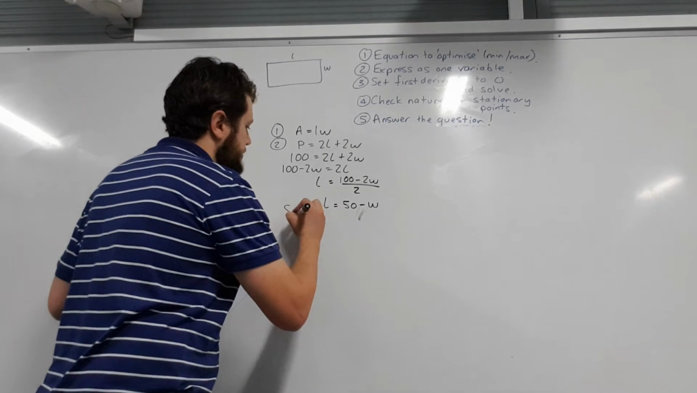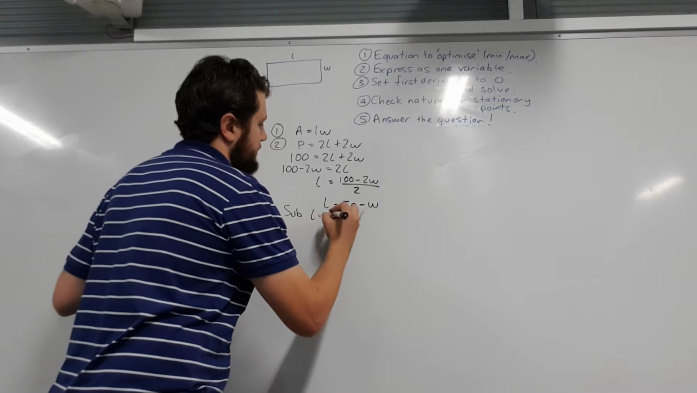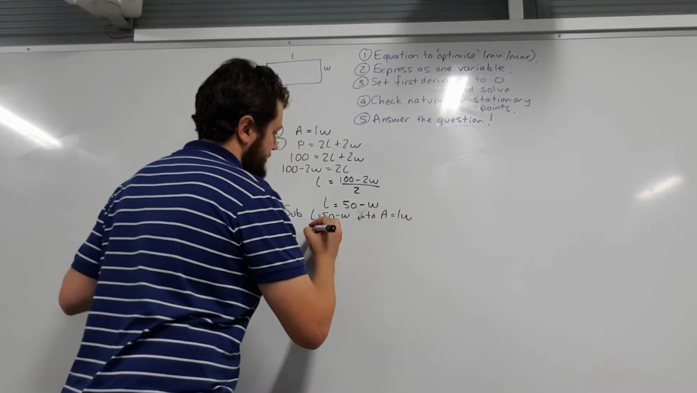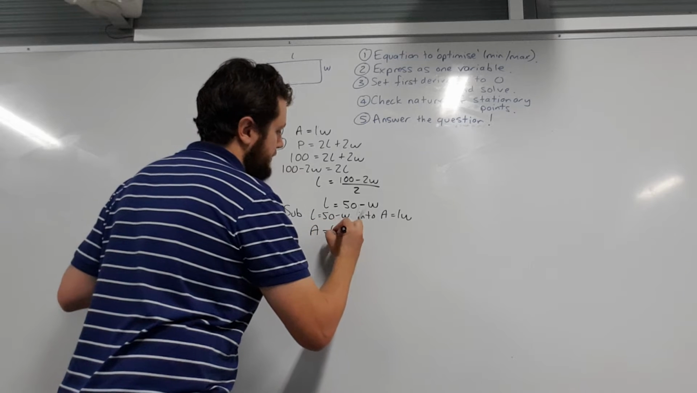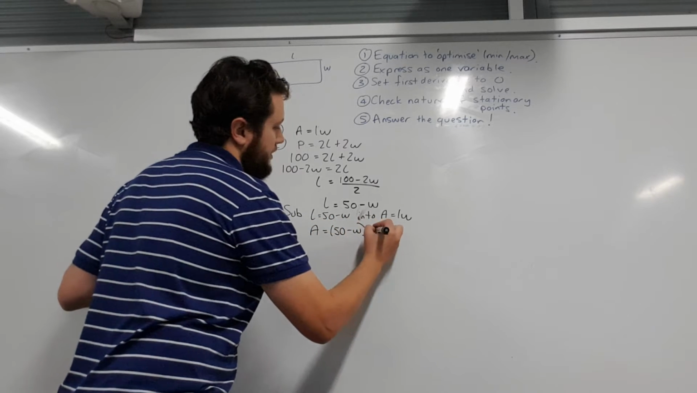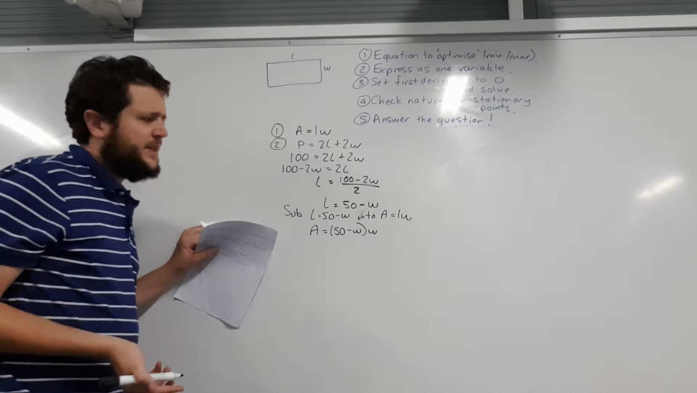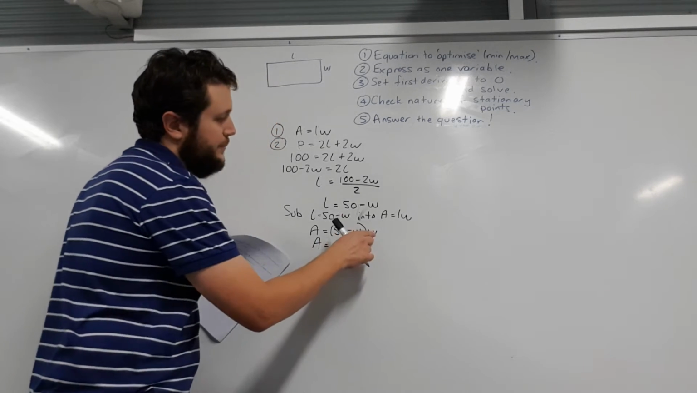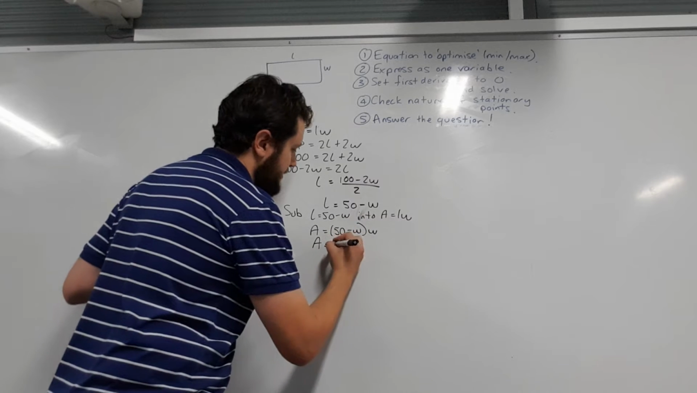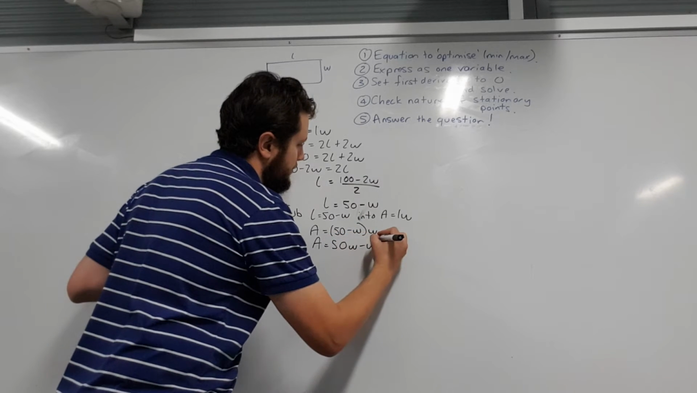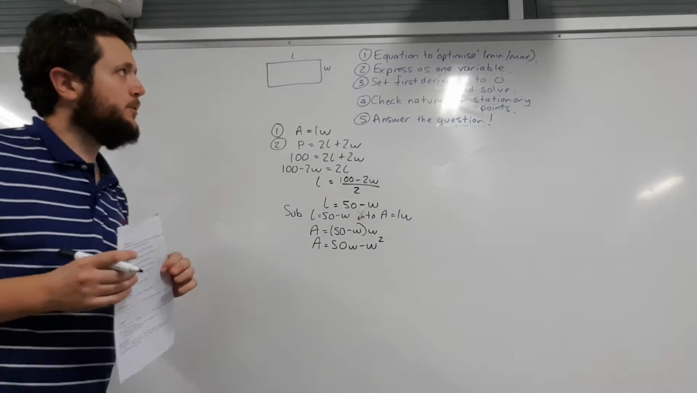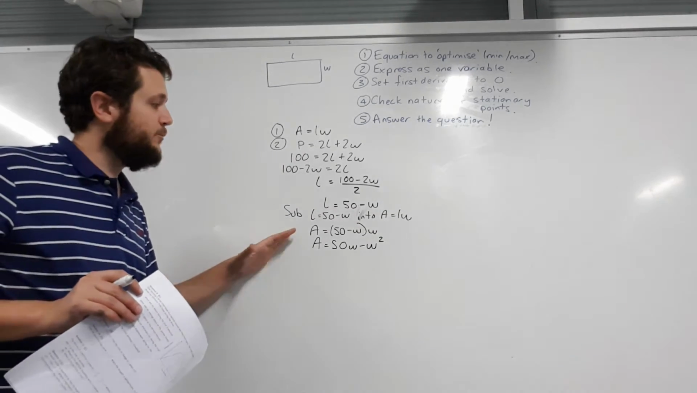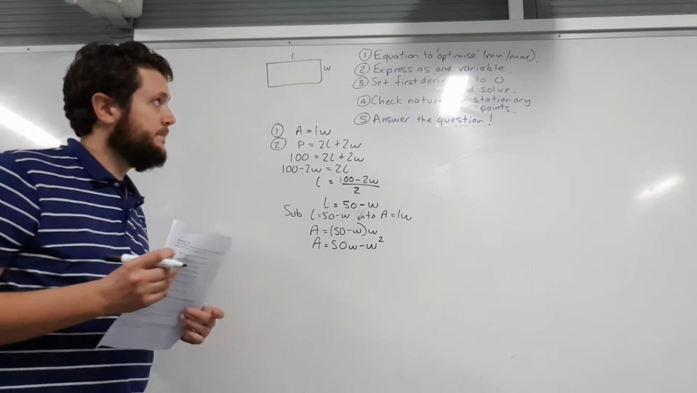We can then substitute L into our formula for area. So area is now going to be 50 take away W times W. It's going to be easier later on if I expand that, so I may as well. It's W times everything that's in there, so it's going to be 50W take away W squared. At this point, I've got an expression for what we want to optimize, area, in one variable, W.